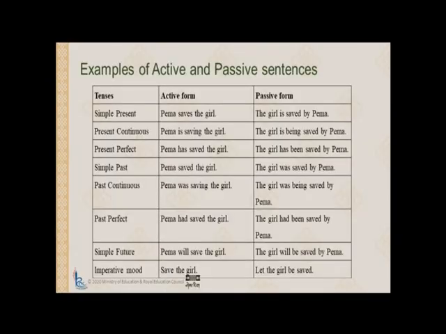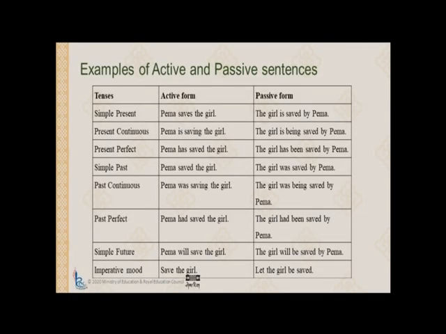So, in all these sentences, the common pattern that you might have noticed is the subject of the active voice changes to the object and the object of the active voice changes to the subject. That is the uniform pattern there.